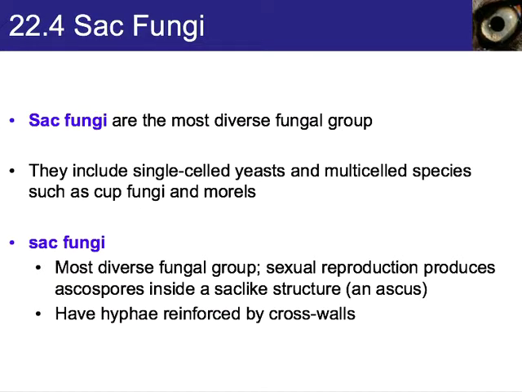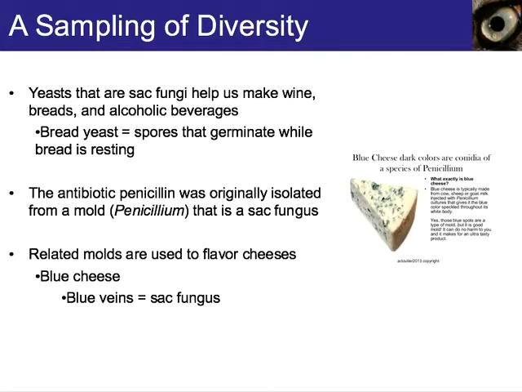Sac fungi are the most diverse fungal group. They include single-celled yeast and multi-celled species such as cup fungi and morels, which are what we eat. And here's an example of some of the diversity. Yeast that are sac fungi are what help us make wine, breads, and alcoholic beverages.